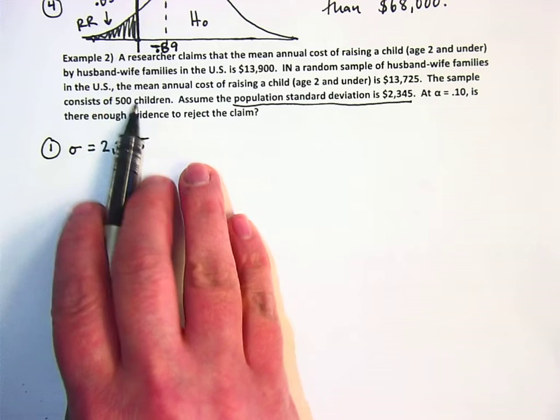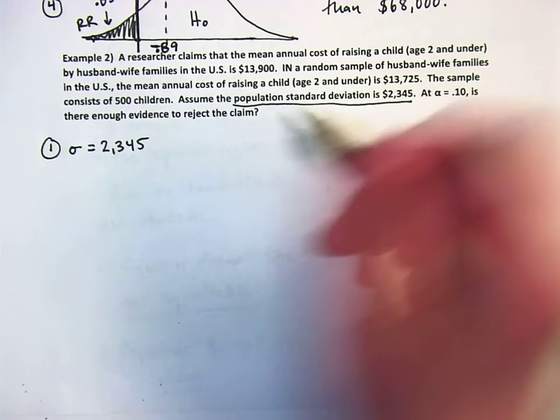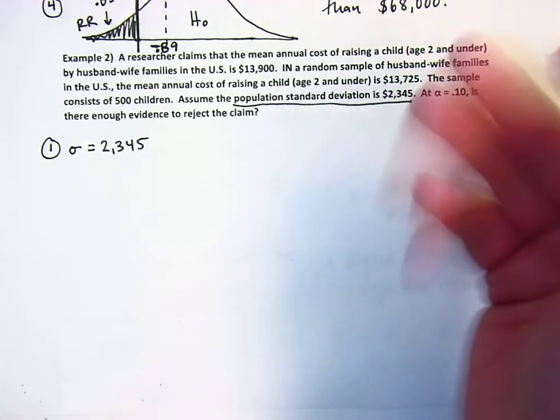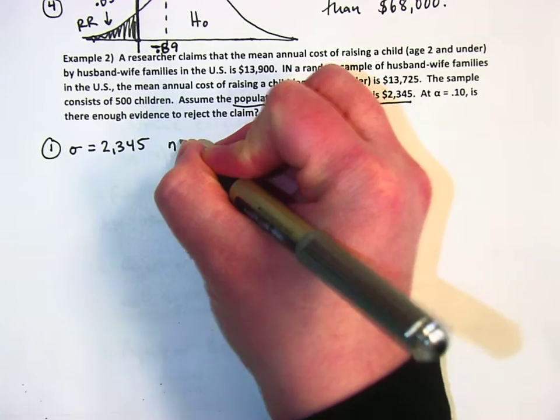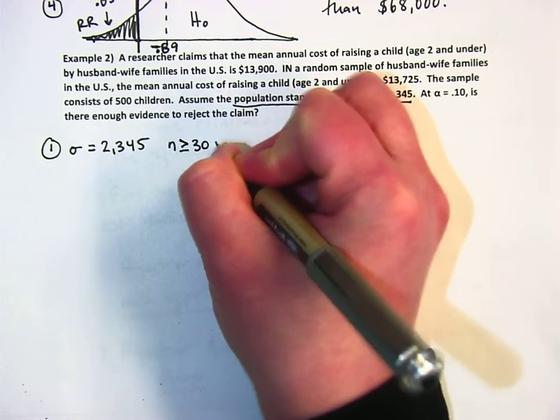The sample has 500 children in it, so they've got a pretty big sample here. It doesn't say that the sample's normal, but n is definitely bigger than or equal to 30, so we're good there.